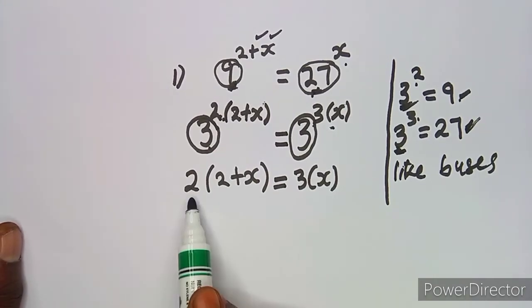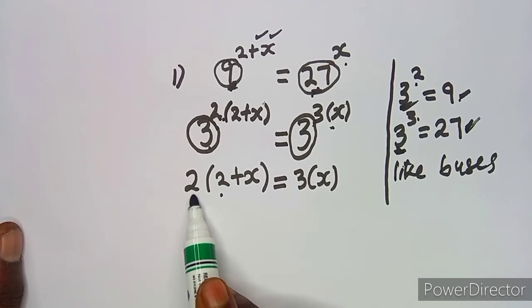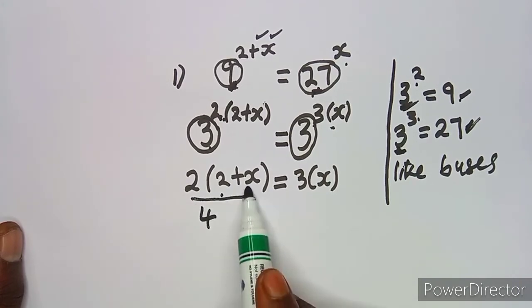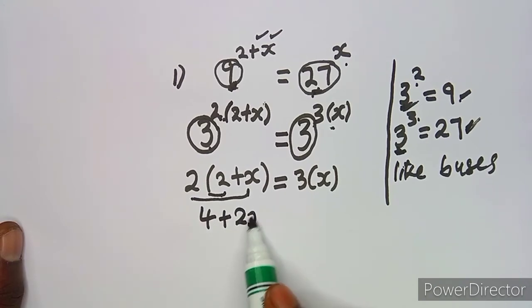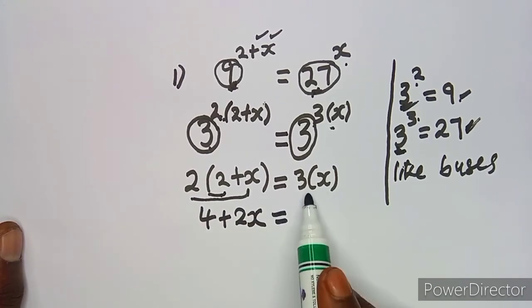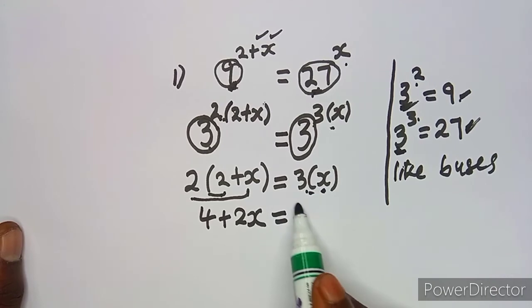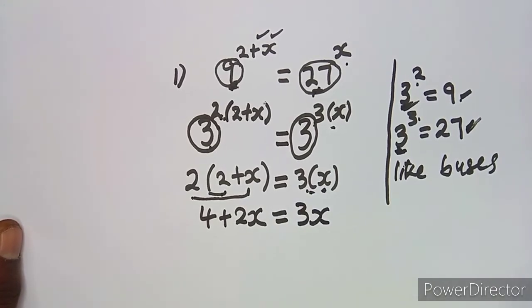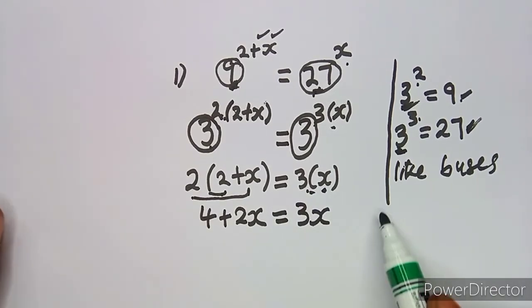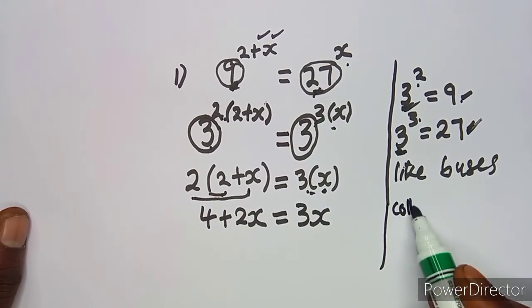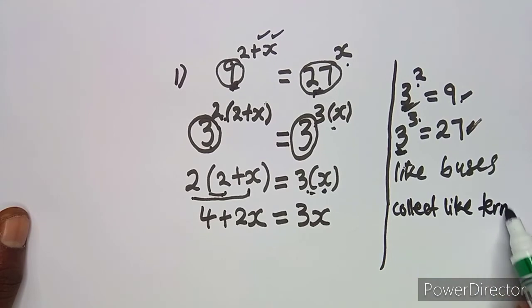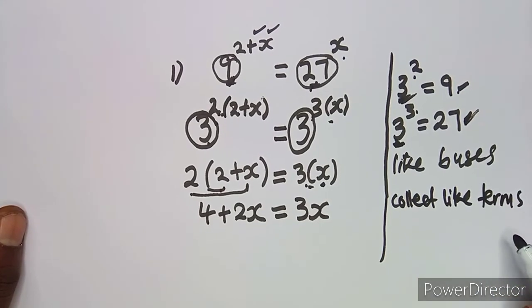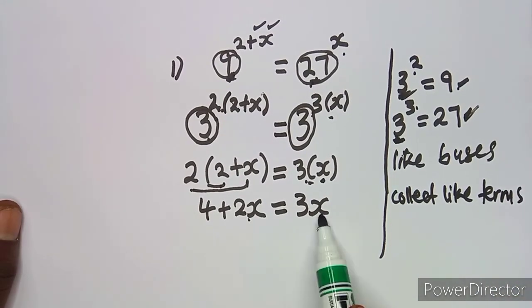I have to expand brackets, 2 times 2, which is 4, 2 times x, so you multiply everything by 2, so it's 2 times x, which is 2x, which is equal to, we've got 3 and x, so 3 times x, which is 3x. So how do I solve this equation? Remember, I have to collect like terms. So which are the like terms? These are the terms which contain x. We've got x here and x.